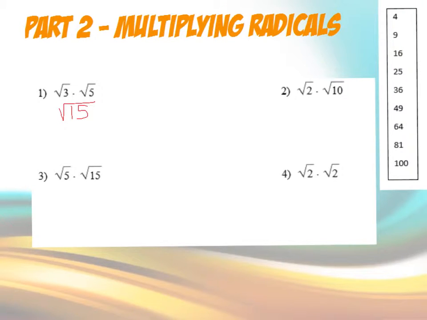Let's look at number 2, though. On this one, when I multiply the two radicands together, I'm going to have the square root of 20. Now the square root of 20 does reduce because 4 goes into it. So then I'll break it down to the square root of 4 times the square root of 5, which would reduce to 2 square root of 5. All right, why don't you try these next two on your own? Pause the video and then come back and see how you did.